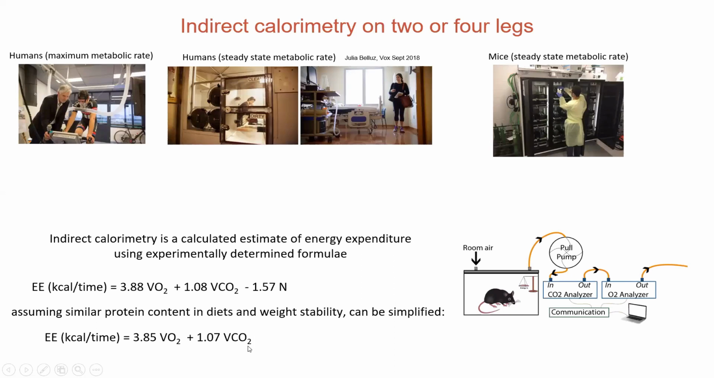We need to know this just in case we are, in fact, playing with animals with very different protein concentrations in their diets. You might see this in ketogenic diets or others. So it's a thing to take into consideration. But for most experiments, which is what we're talking about, we will use this very simple indirect calorimetry equivalent calculation.